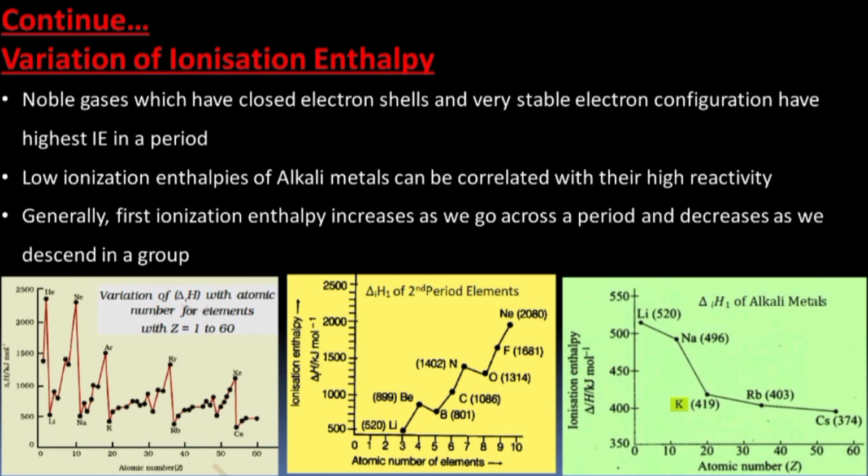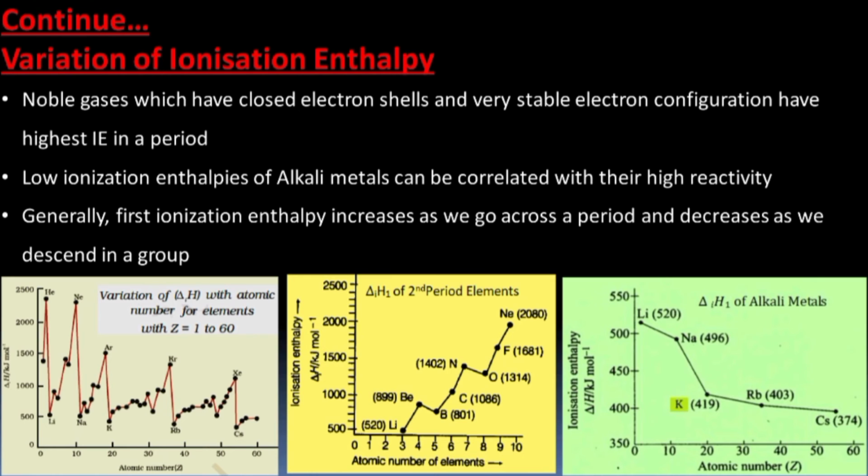From these graphs, you can understand the variation of the ionization energy along the period. In the case of the first period, we have taken lithium, beryllium, boron, nitrogen, oxygen, fluorine and neon. There is a regular increase in ionization energy. We have also taken this graph of alkali metals, where there is a regular decrease as we move from lithium to cesium.